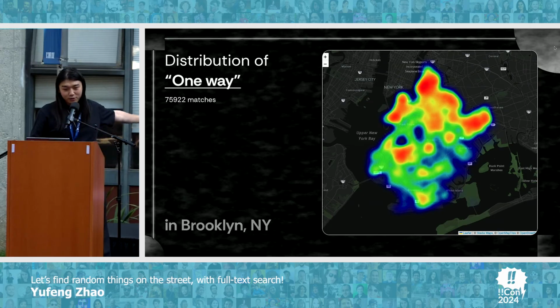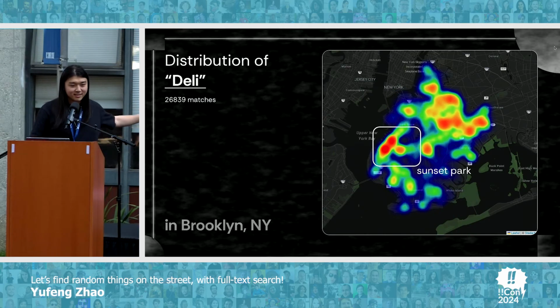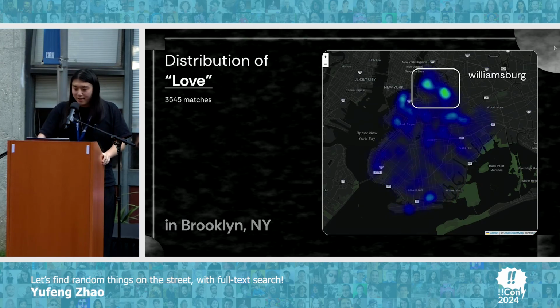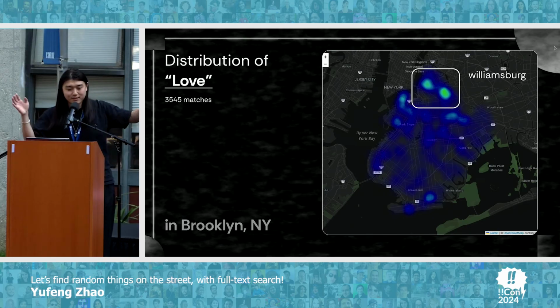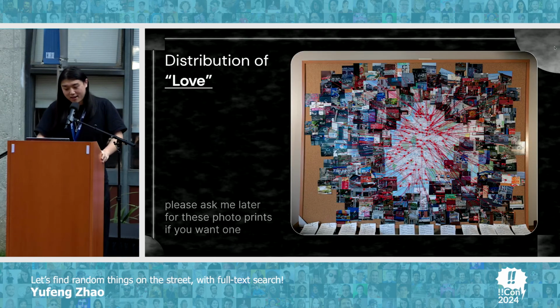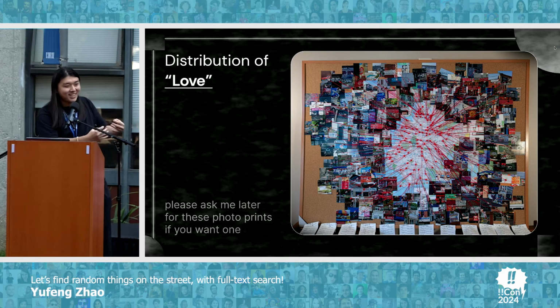So this is a distribution of a few keywords. First, we start with "one way." It's more in the most populated areas in Brooklyn. If you search "Delhi," Sunset Park shows a hike. If you search "love," Williamsburg, probably because the gentrified storefronts like to say love on their marketing materials. The distribution of love is such a playful concept, so I also built a physical installation as if I'm tracking down on an investigation board where these are.